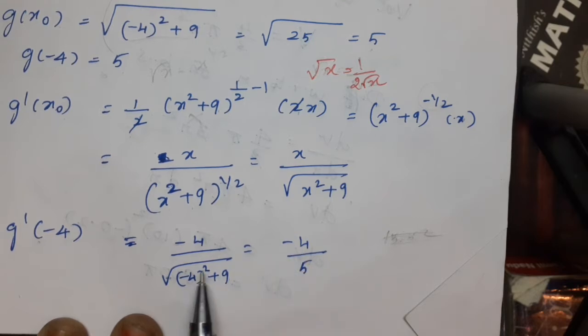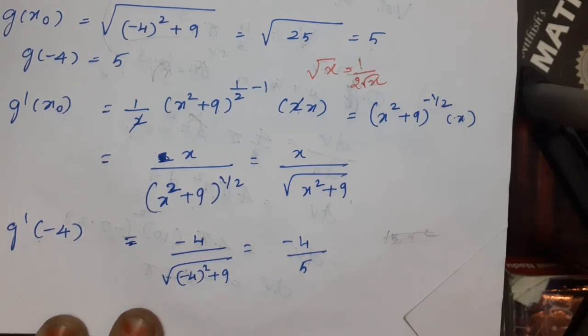Now, minus 4 divided by... this is 16. 16 plus 9 is what? 25. Taking the square root of 25, we get 5. Therefore, g dash of minus 4 is minus 4 by 5.